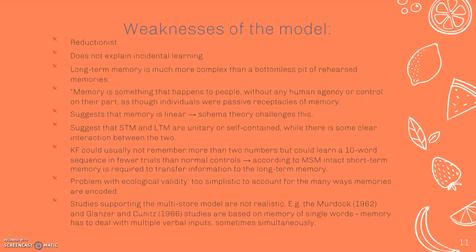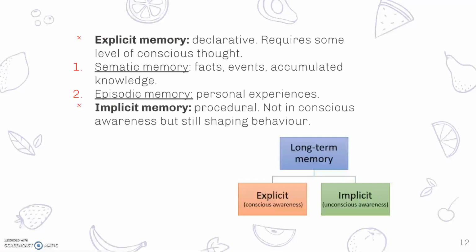So essentially it has problems with ecological validity. It's too simple to account for the many ways memory is encoded. Memory doesn't neatly flow from sensory to short-term to long-term. And a lot of people say that the studies supporting the Multistore model are not realistic. So Glanzer and Cunitz, for example, their studies are based on memories of single words, but memory has multiple verbal inputs, and sometimes it happens simultaneously.